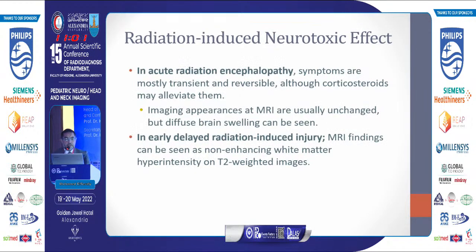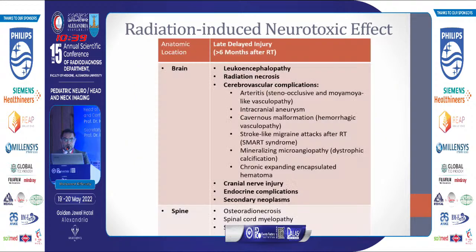The acute and early delayed post-radiation injuries are usually transient and have no specific imaging features, apart from a mildly edematous or swollen brain in the acute phase that resolves after adequate management, or subtle hyperintensity in the white matter.